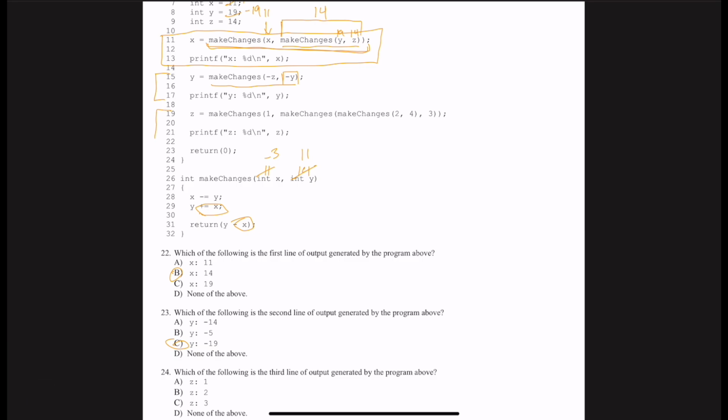Once again, we're going to use the same shortcut we observed for question 23. So make changes 2, 4. Well, it's whatever this second number is. So this first call simplifies to 4. The second call simplifies to the second number, 4, 3, so it's going to be 3. And the last call, well, our input is 1, 3, so our output is going to be the second number, which is 3. Therefore, z equals 3. Our answer is C.